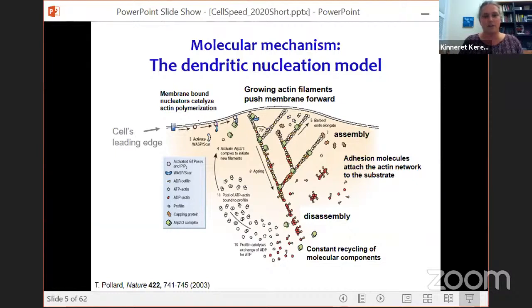This is a famous scheme from a review by Tom Pollard from about 20 years ago, showing what's called the dendritic nucleation model. The basic idea is that nucleation promoting factors localized to the leading edge of the cell nucleate actin filaments into this branched structure, and there's continuous dynamics with assembly of actin subunits into these filaments. As the actin subunits assemble onto the filaments, the membrane is pushed forward and the actin network is pushed away from the leading edge. There's ATP hydrolysis within the filaments, which destabilizes them, and with the help of a host of auxiliary factors, there's disassembly. So there's a continuous cycle of assembly at the leading edge, treadmilling, and disassembly and reassembly of these same components.